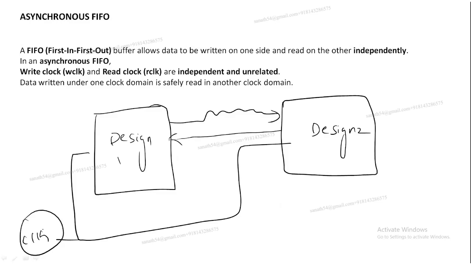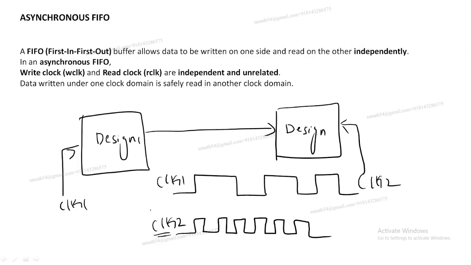Before this we discussed synchronous and asynchronous. Synchronous flip flops have a common clock, whereas asynchronous flip flops have different clocks. For the asynchronous FIFO, you have a separate write clock and read clock. FIFO, first in first out, is basically a queue. In order to avoid data loss we use this FIFO.